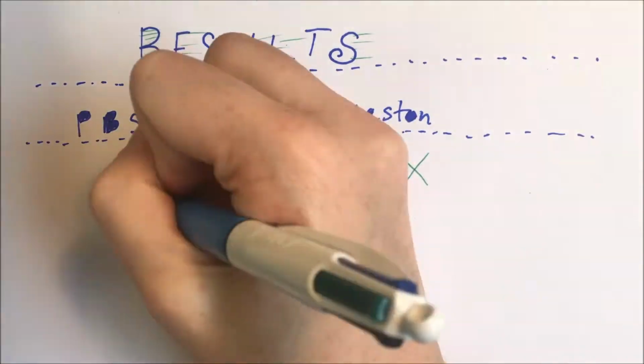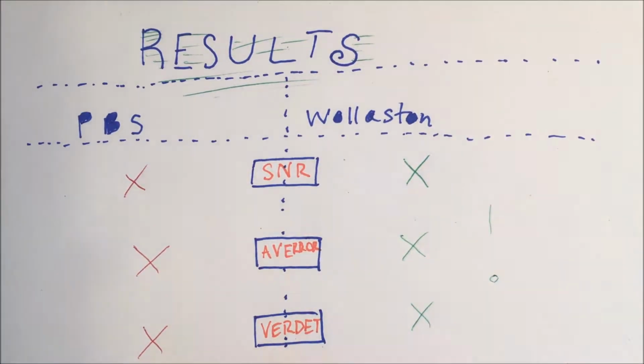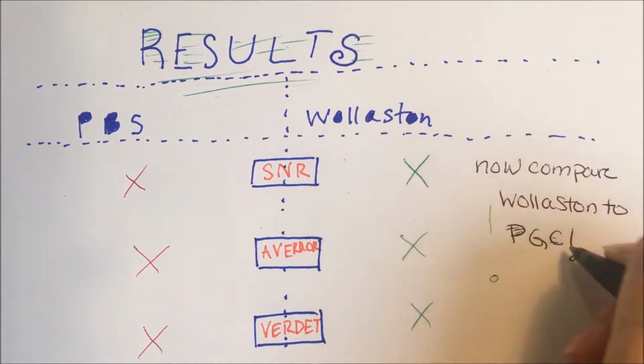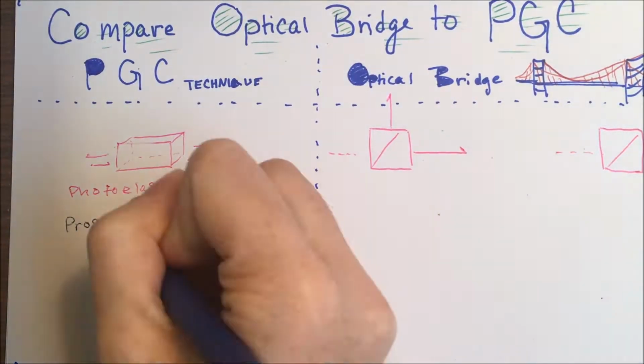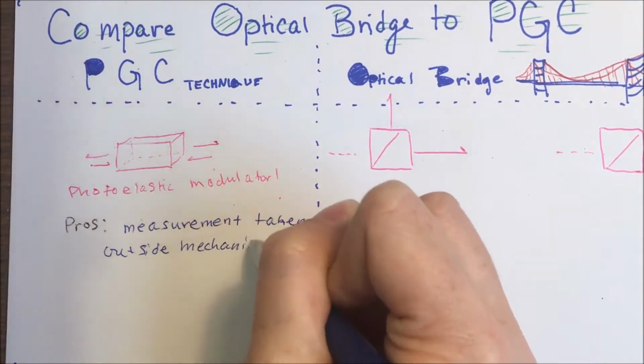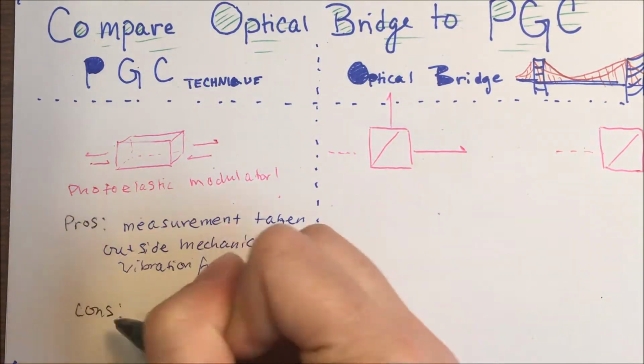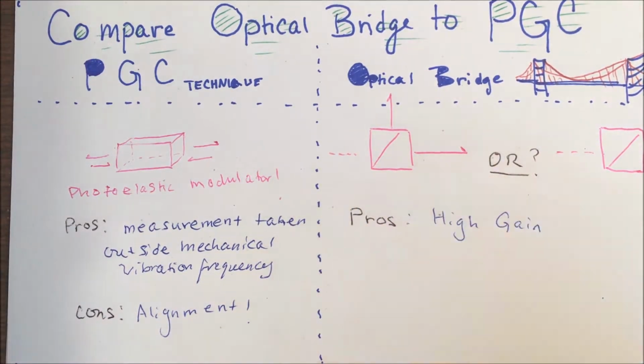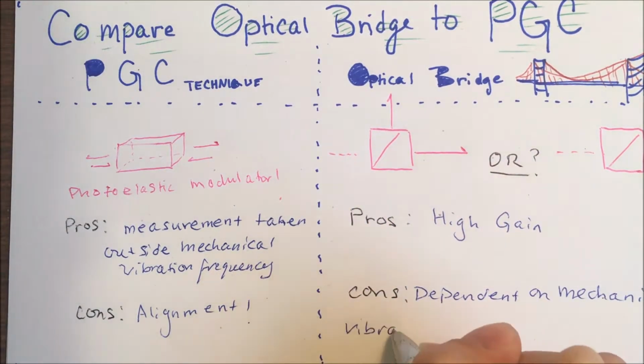The Wollaston was found to give polarization rotation angle measurements 2 times smaller than the PBS, so now to compare this to a third measurement called the phase-generated carrier technique. The PGC technique uses a photoelastic modulator that modulates the rotations at high frequency. This is ideal because it measures outside mechanical vibration frequencies. However, using just the Wollaston allows us to increase the gain for a larger signal.